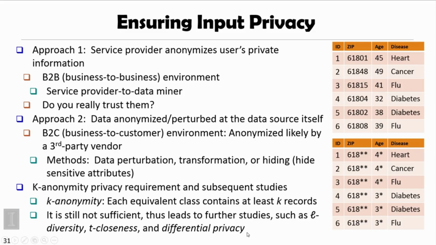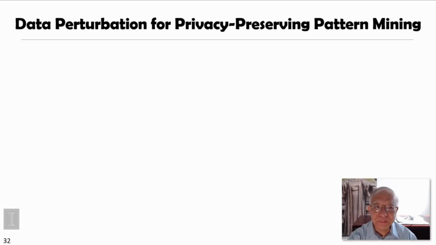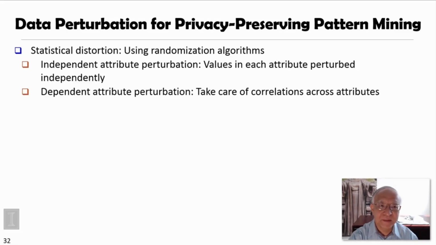So that's the thing you can probably see: there are many issues to study to ensure privacy in this way. Okay, so I will not get into detail, but there are many good research papers. I list some typical papers at the end. You may like to go deeper by reading them. Now I'm going to discuss a little on data perturbation methods for privacy preserving pattern mining.